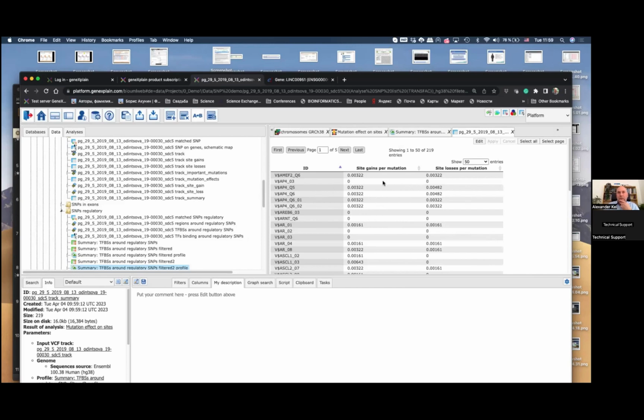So what we see here is the site gain permutation. For instance, we can sort it by site gain or site loss. You see the particular motif, for instance FOX or POU2F, and here you see the frequency of how many of those mutations, of those SNPs which we consider, are actually changing them. They lead to the gain of the sites or they lead to the loss of the site.